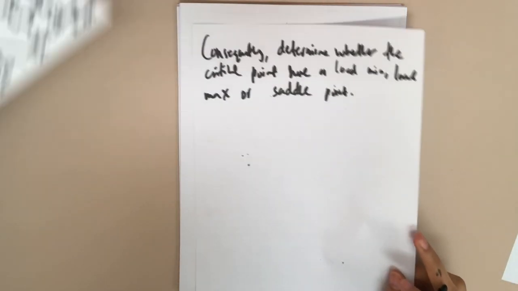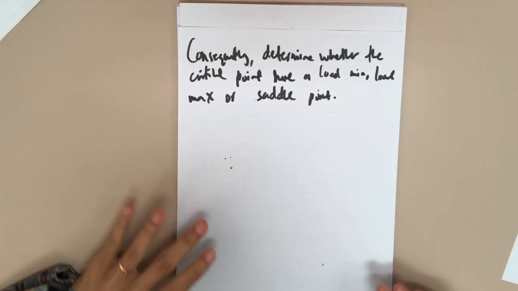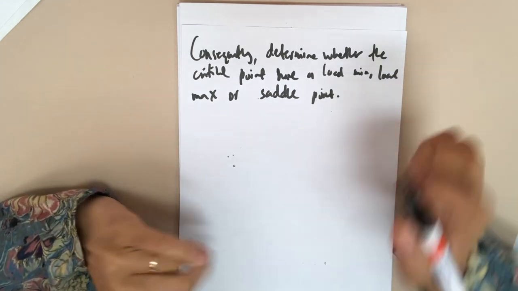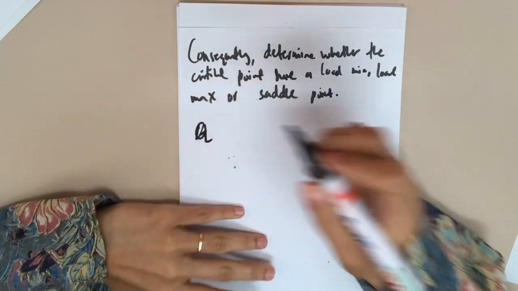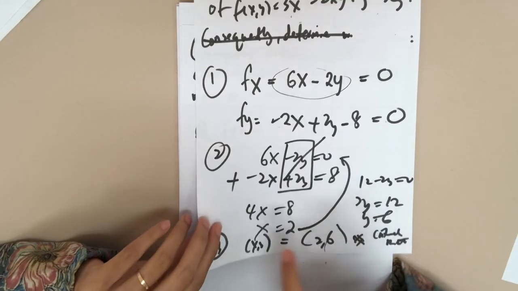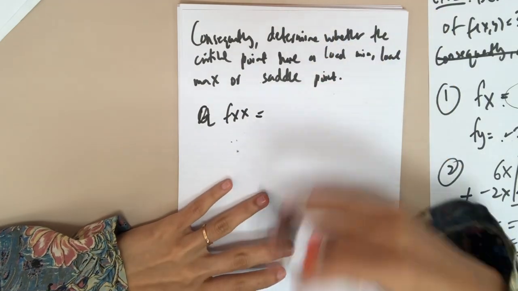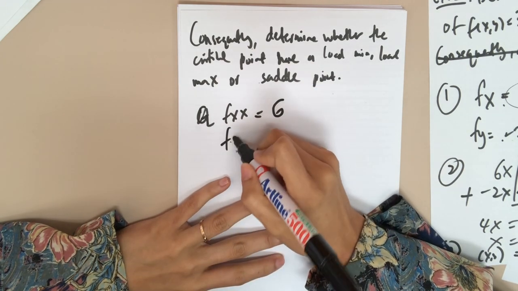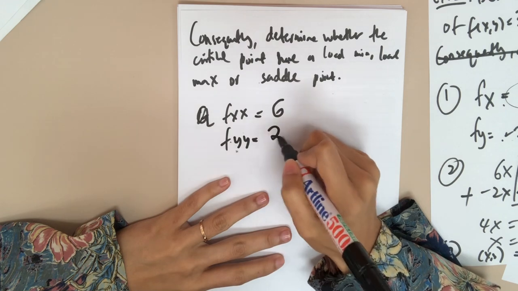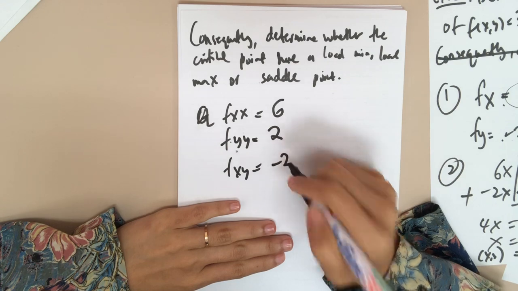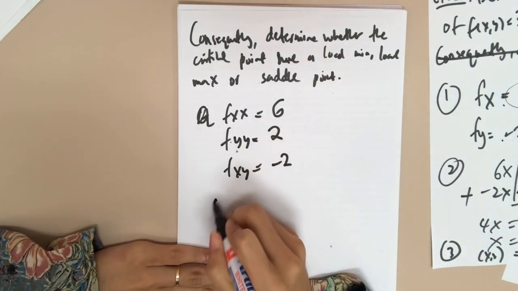Now back to the example. Consequently, determine whether the critical point has a local min, local max, or saddle point. So what do we do? We find fxx. Just now we already calculated your fx and fy, so now just extend it. Differentiate your fx again, so fxx will be 6, then fyy will be 2, and then fxy will be negative 2. Okay, done.